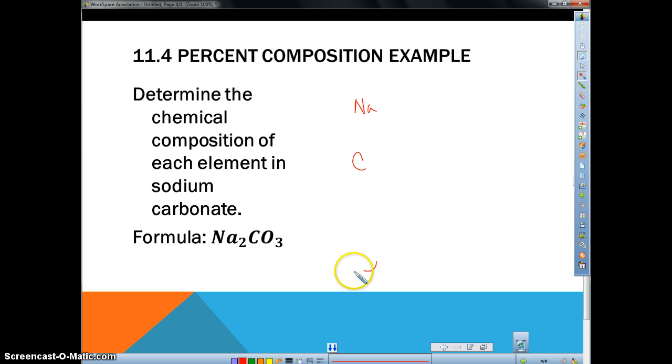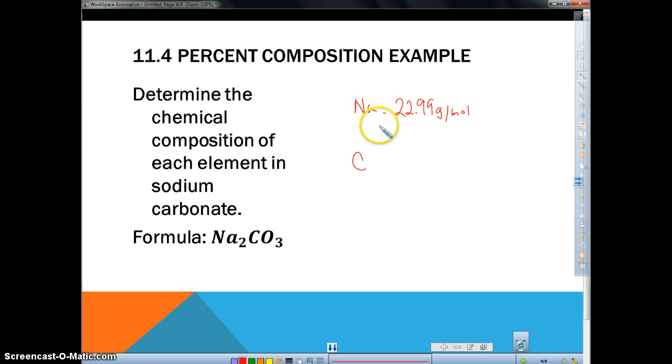Okay, so the first thing you'll want to do is write out what elements you've got. You'll look at your periodic table. You want to figure out the mass of each of those elements present. It's not letting me draw oxygen, so we'll work on that when we get there. Let's look at sodium. Sodium on the periodic table has a mass of 22.99 roughly. That's grams per mole of it.